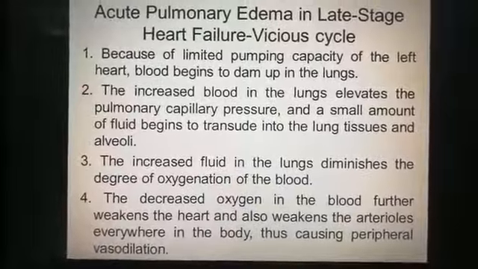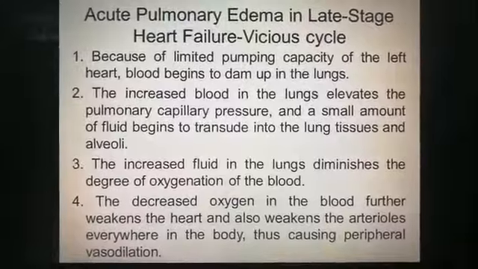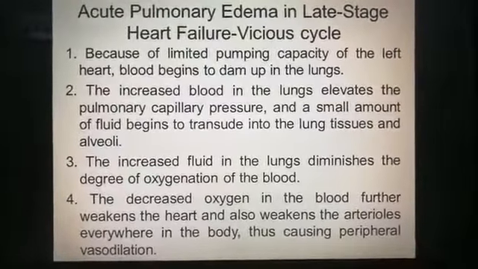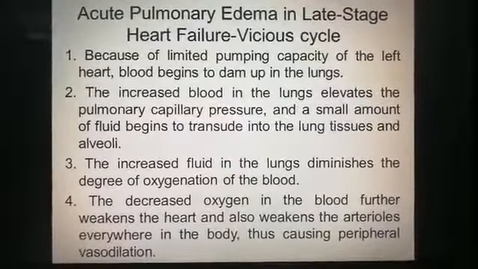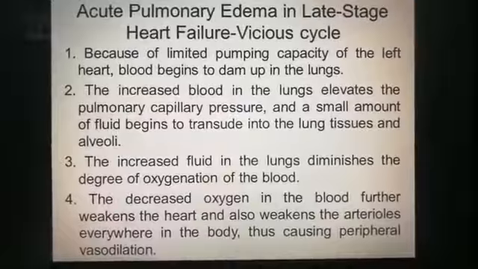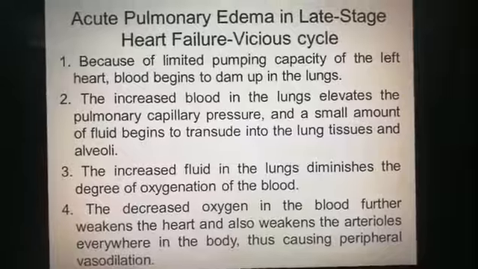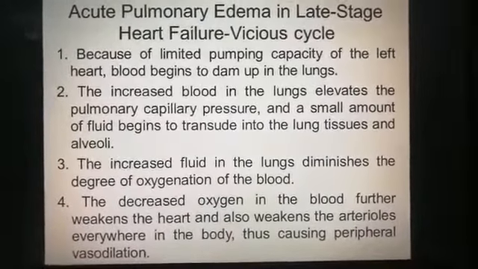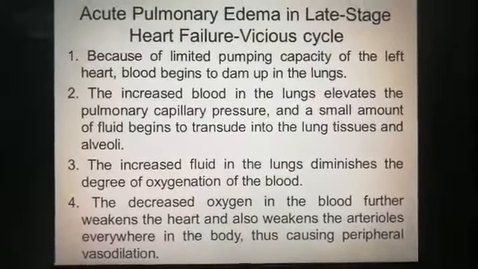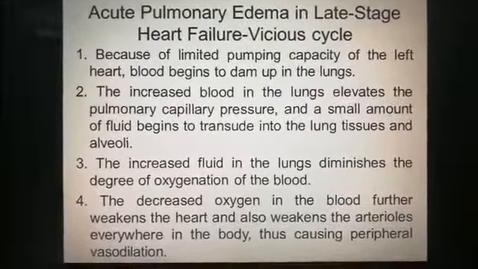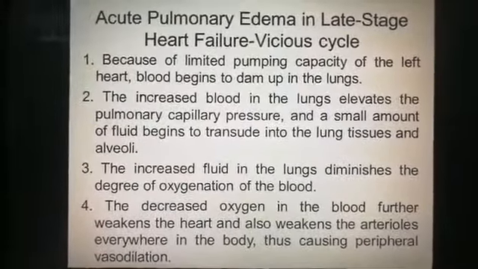The increased fluid in the lungs diminishes the degree of oxygenation of the blood. So when there is more fluid, the oxygenation of blood decreases. The decreased oxygen in the blood further weakens the heart, and also weakens the arterioles everywhere in the body, thus causing peripheral vasodilation. So this decreased oxygen weakens the heart and causes peripheral vasodilation. 2 effects will occur due to decreased oxygenation. And why is there decreased oxygenation? Due to increased fluid retention in the lungs.